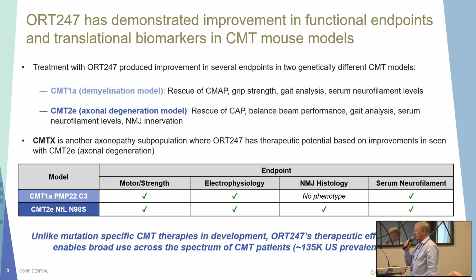Again, we thought that because of the mechanism of action, 247 would probably be active in the axonal degeneration model, maybe not so much in the demyelinating model, but we were really pleased to see that it actually worked quite well in both models, in both functional endpoints, ePhys endpoints, histological endpoints, and in the serum neurofilament light endpoints as well. And so we have hopes that this drug, to use what Dr. Bouchard said earlier, can be used in combination with gene-targeted therapies to treat patients of all subtypes. So we're pretty excited about that.